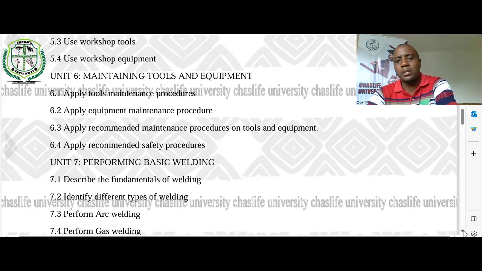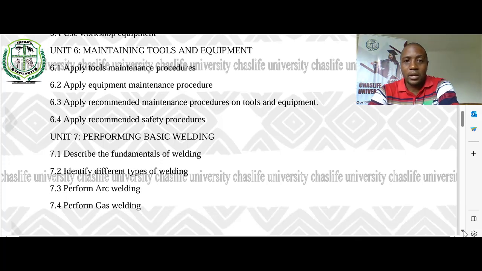We're going to be performing the basic welding skills. So we're going to describe the fundamentals of welding. So it's not just getting a rod and just start welding. No. We have to begin to understand how these things work, how we are going to get the best contact possible. So we have to describe what the fundamentals of welding are.